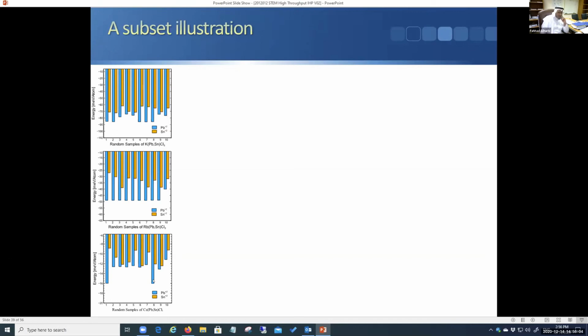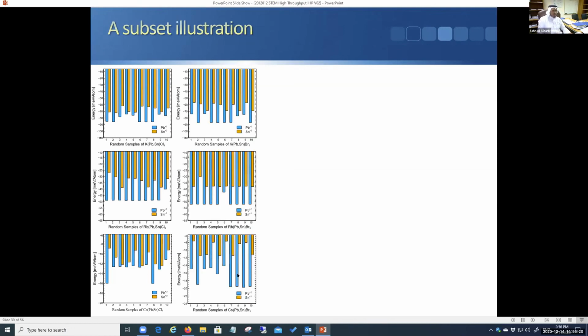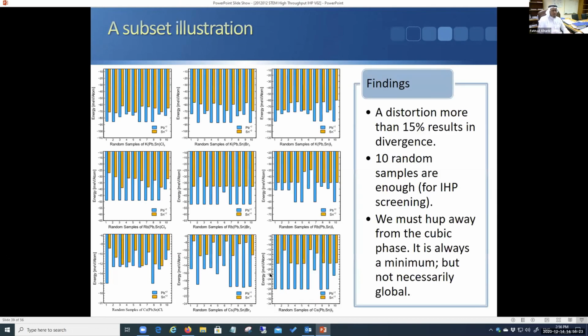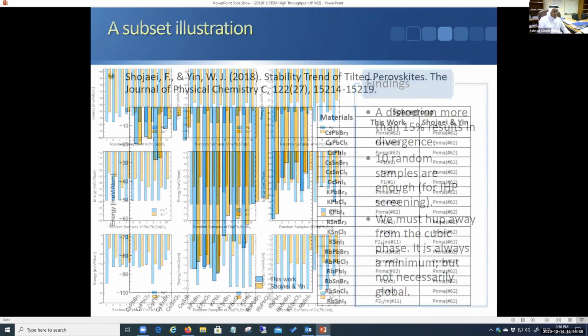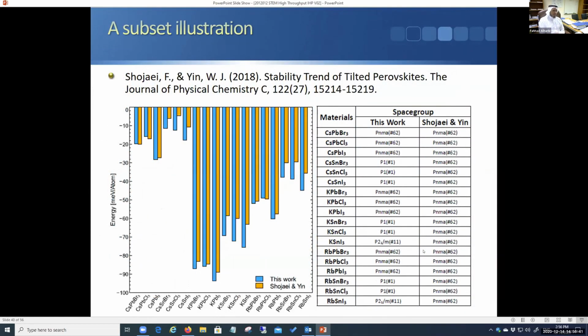When we go to cesium, we actually have 3 minima, but only 2 of our random samples reach the minimum. We are doing further investigation to make sure that we really reach a very stable phase, and this is applicable for all of them. As a finding, distortion of more than 15% results in divergence. 10 random samples should be enough, but we need to hop away from the cubic phase. This is the result to present.